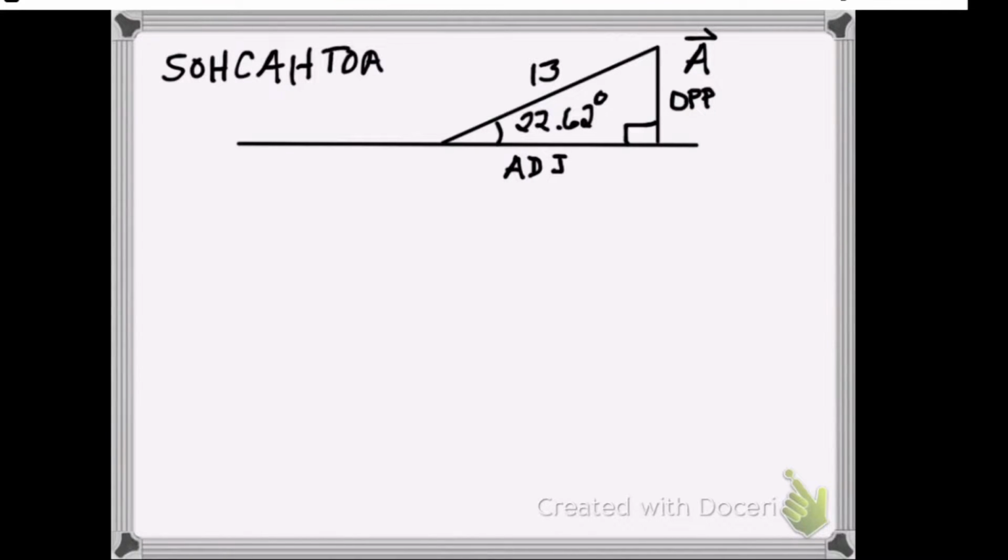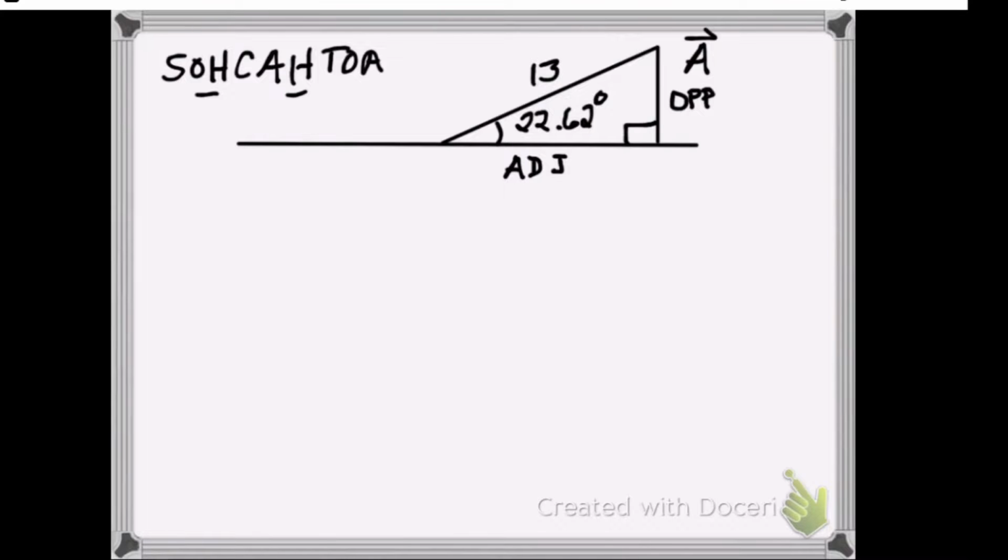SOHCAHTOA is a memory aid that helps us to remember what the trigonometric ratios mean. The trigonometric ratios are the sine, the cosine, and the tangent. So S stands for sine, C stands for cosine, T stands for tangent. And the O stands for opposite, and so we see O in two places, in the sine and in the tangent. A stands for adjacent, and we see it in the cosine and also in the tangent. And then H stands for the hypotenuse. The hypotenuse is the longest side of the right triangle, which in this case is 13.